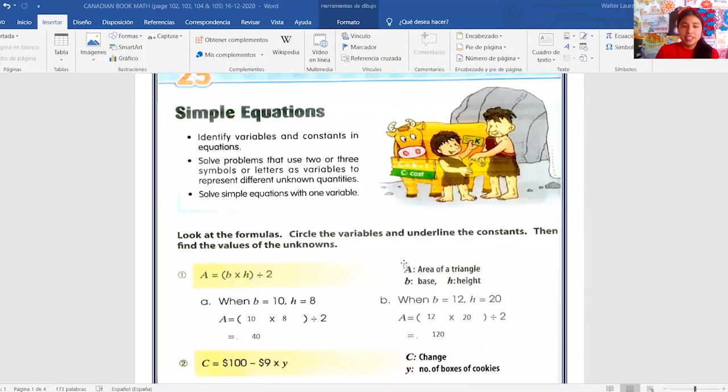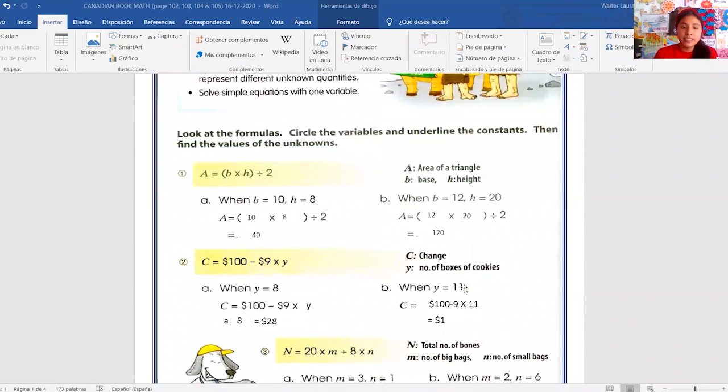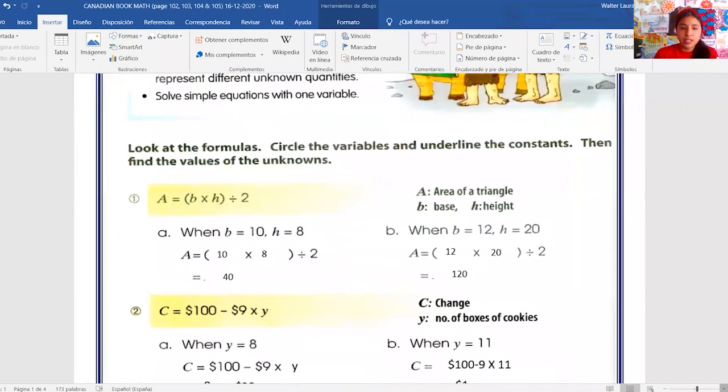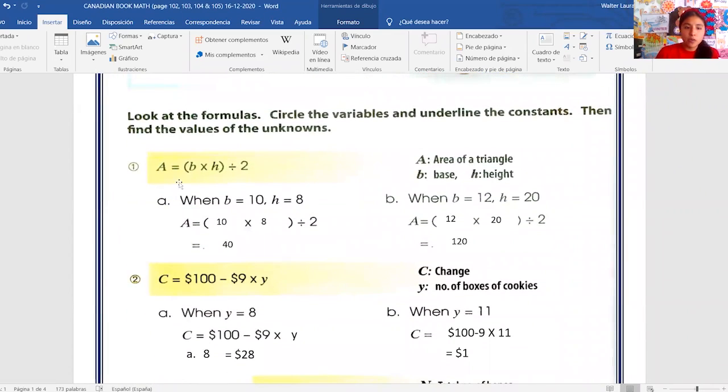Remember, in simple equations, first of all, we need to identify the variables and constants. This is one equation, a simple one. Look at the formulas. Circle the variables and underline the constants. Then find the values of the unknowns.